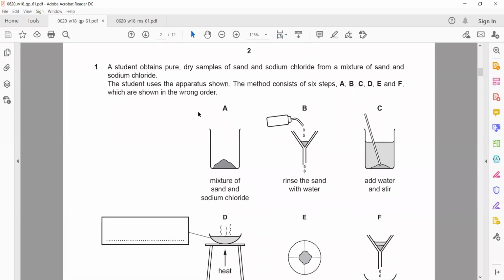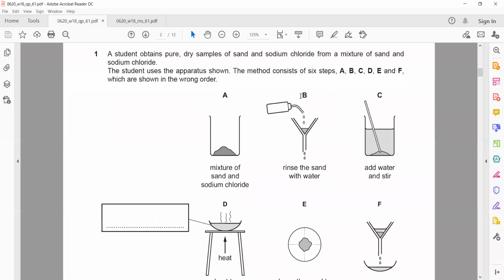A student obtains a pure dry sample of sand and sodium chloride from a mixture of sand and sodium chloride. A student uses the apparatus shown. The method consists of 6 steps, A, B, C, D, E, and F.